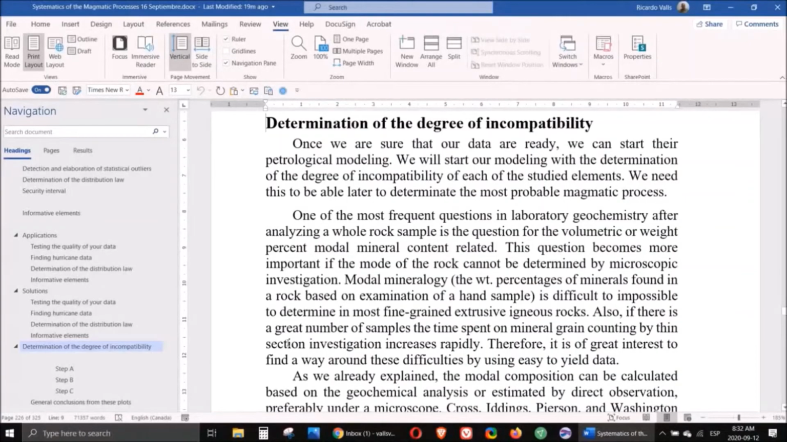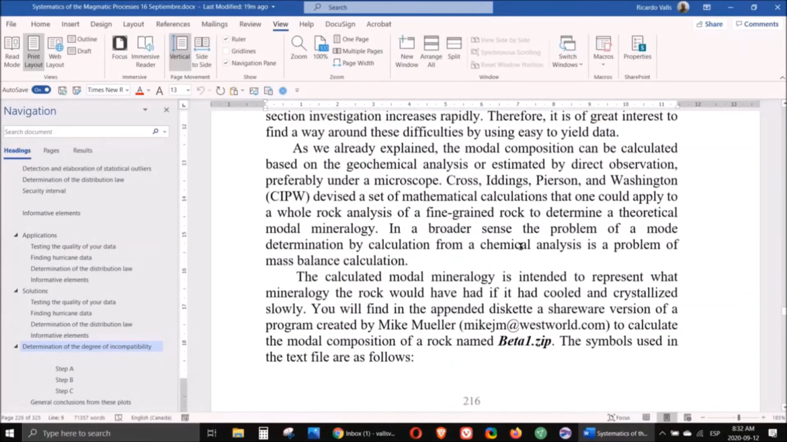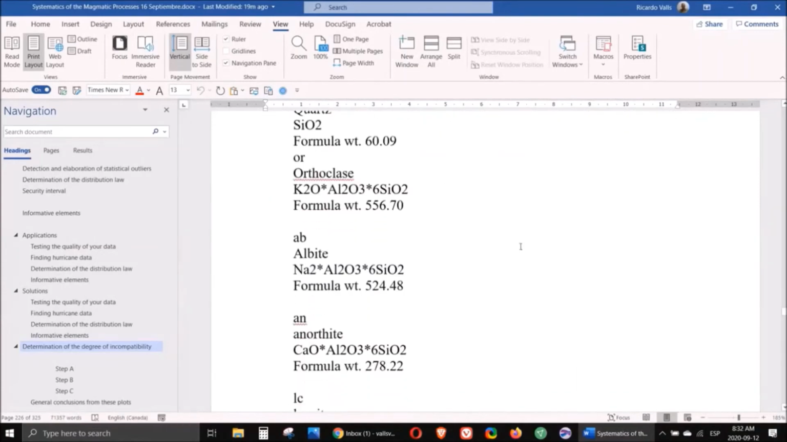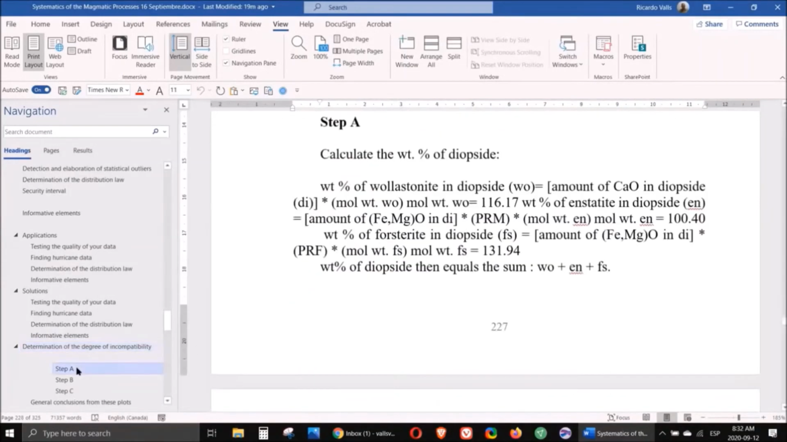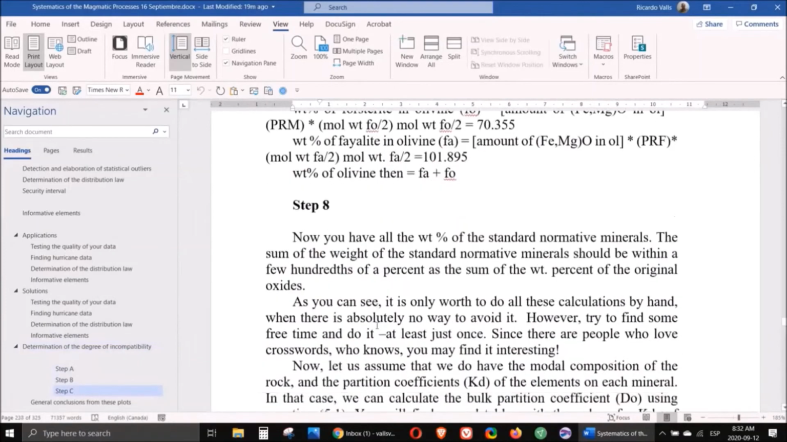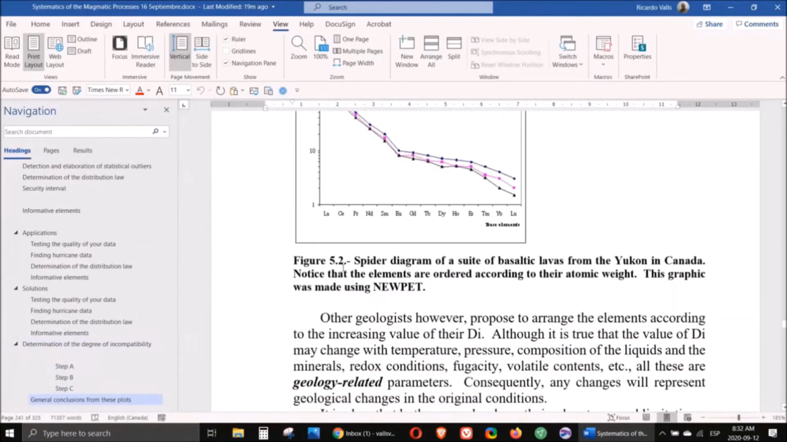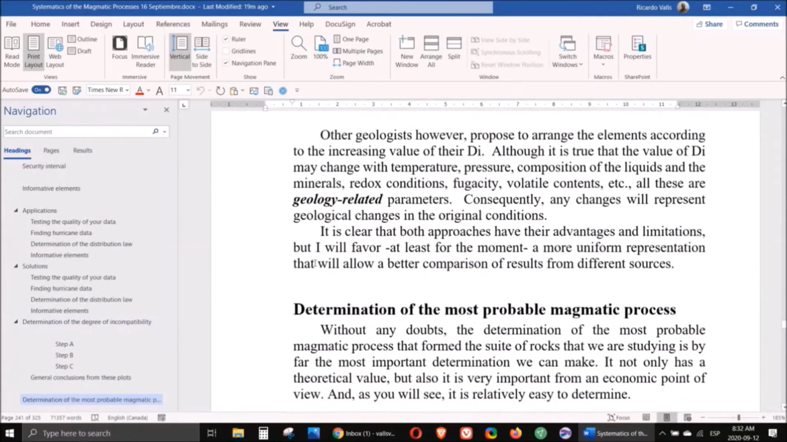A very important step in magmatic studies is the determination of the degree of incompatibility. And there is a section here dedicated to this and how to do it, how to work with it. It's a step-by-step process, and how to interpret the spider diagrams, etc.